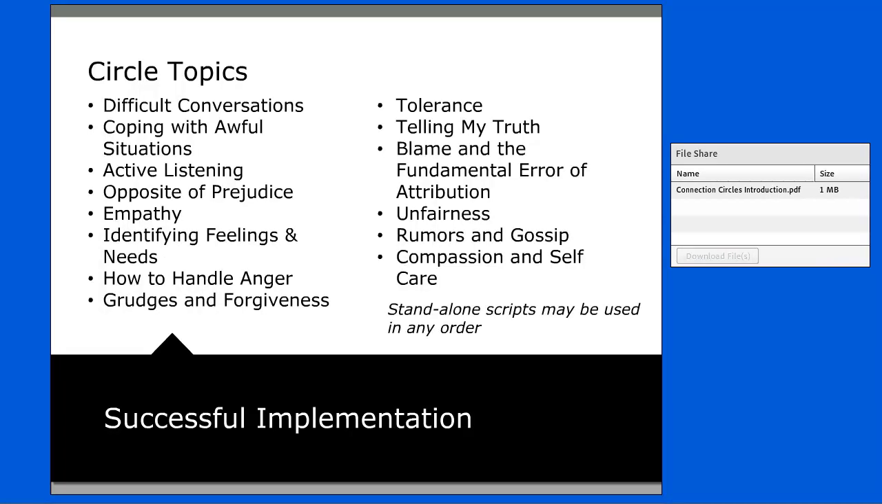Here are some of the topics that we discuss in Connection Circles, and you can see that it runs the gamut from some fairly basic standard topics of communication and conflict resolution, like active listening and feelings and needs and handling anger, and it moves into some topics that, although it may be a common feature of conflict, doesn't necessarily get discussed that much, like blame and unfairness and gossip and grudges and compassion and self-care. These scripts are designed so that they can be used in any order. You can do just one script, you can do a group of scripts depending on what the need of the group is.